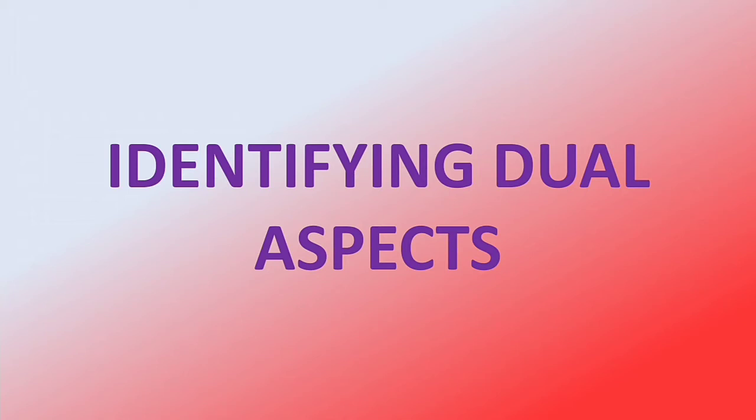Identification of dual aspects. We know that we are going to record the transactions in double entry system of accounting, which is based on dual aspect concept. Dual aspect concept says that every transaction has two aspects and both the aspects must be recorded. That means for recording a transaction, the first thing we have to do is to find out the dual aspects in each transaction. Today, we are trying to find out those aspects in some of the transactions.